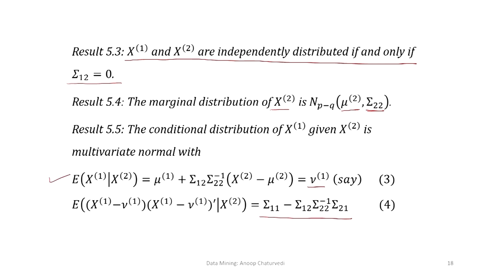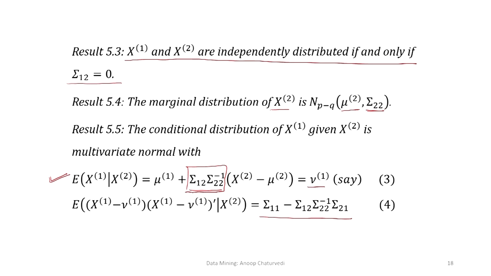Actually, this equation is also called the regression equation of x1 given x2, or x1 on x2, and sigma 12 sigma 22 inverse gives you the matrix of regression coefficients. Notice that if sigma 12 is equal to 0, it means the components of x1 and components of x2 are uncorrelated with each other, which means the components of x2 do not have any information about x1.